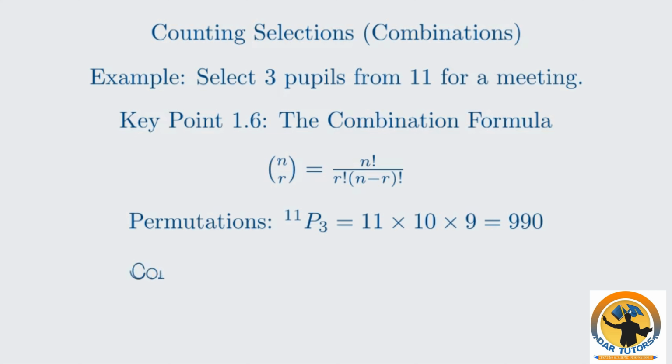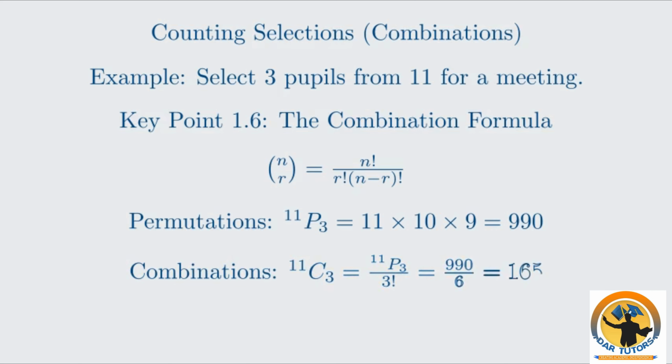To find the number of combinations, we must divide the number of permutations by the number of ways to arrange the chosen objects. So 11c3 is 11p3 divided by 3 factorial, which is 990 divided by 6, giving us 165. This is exactly what the formula does.